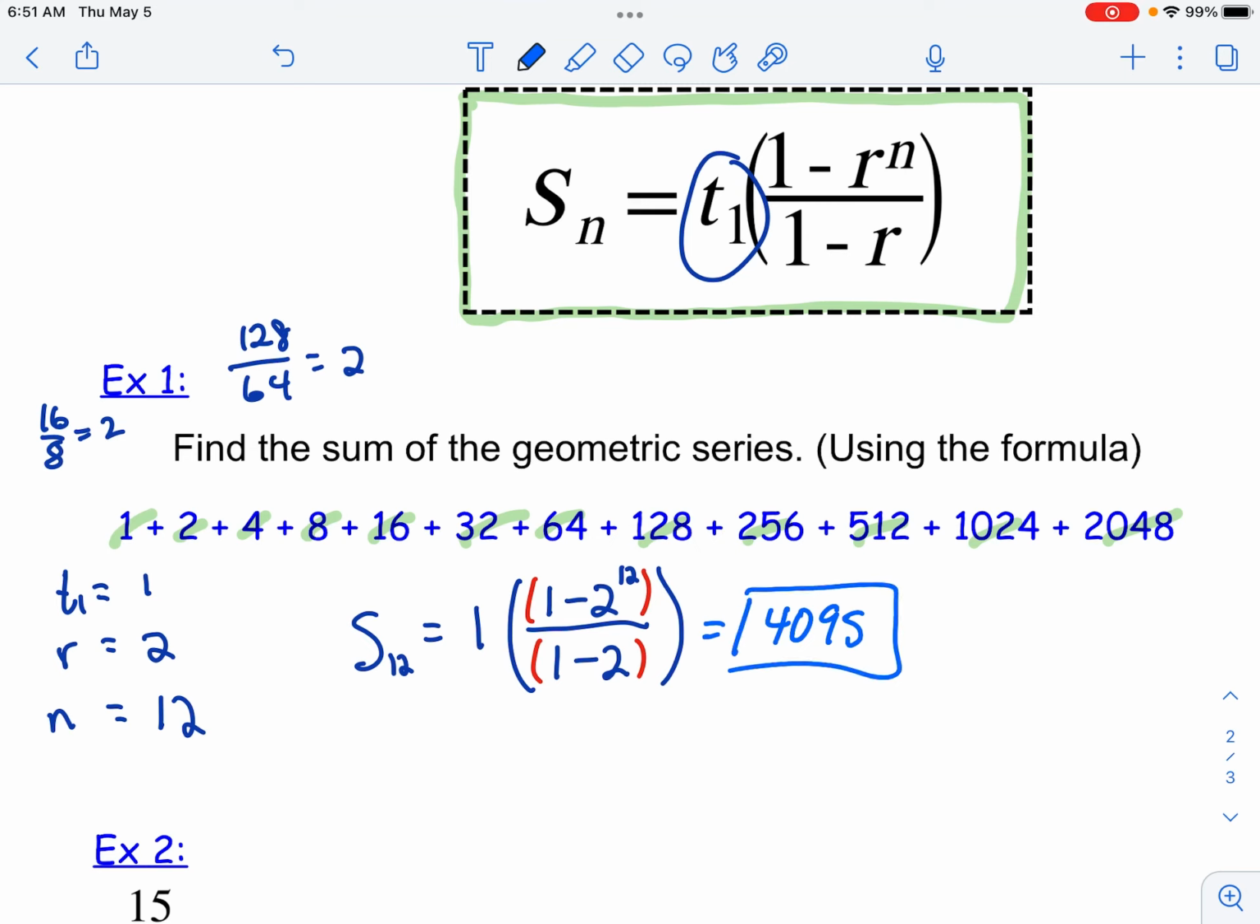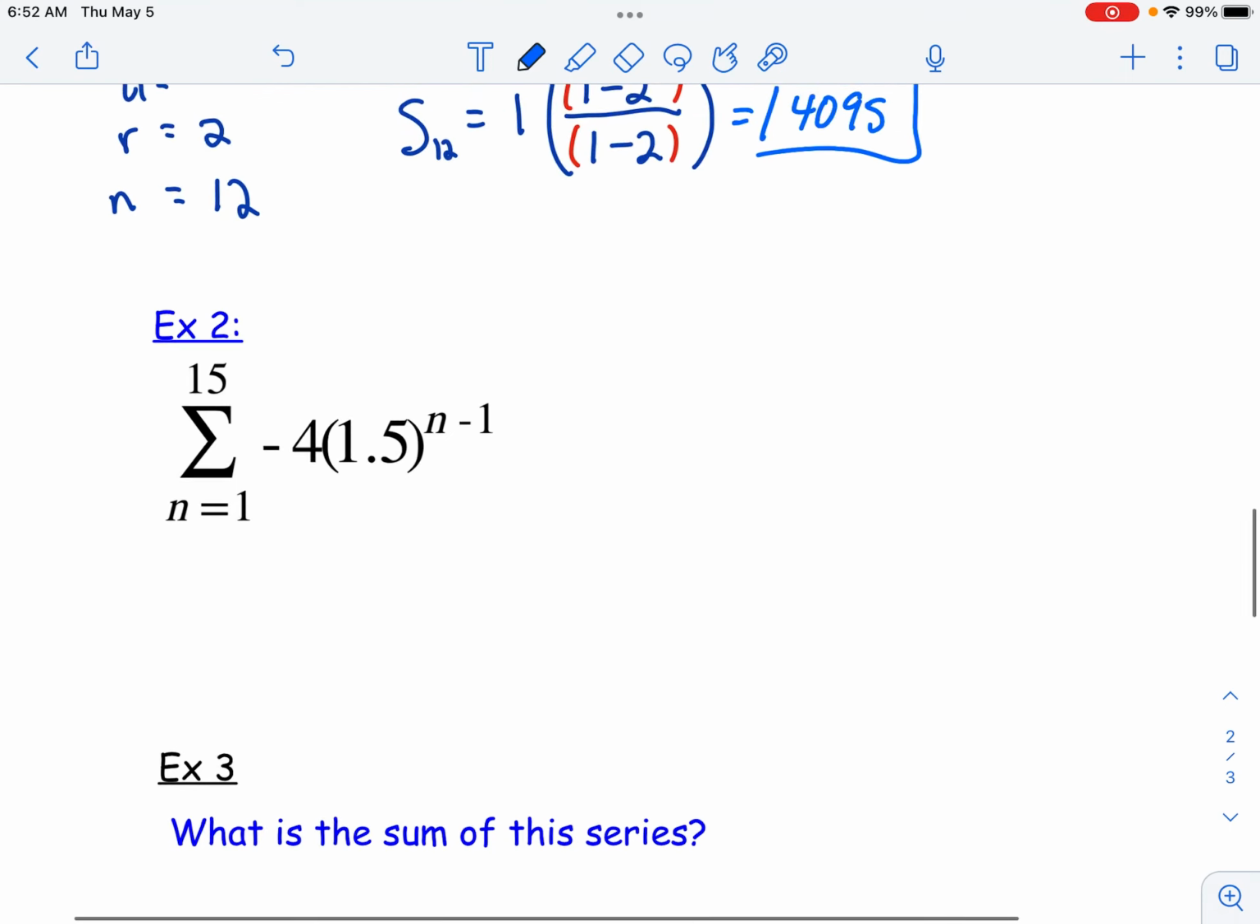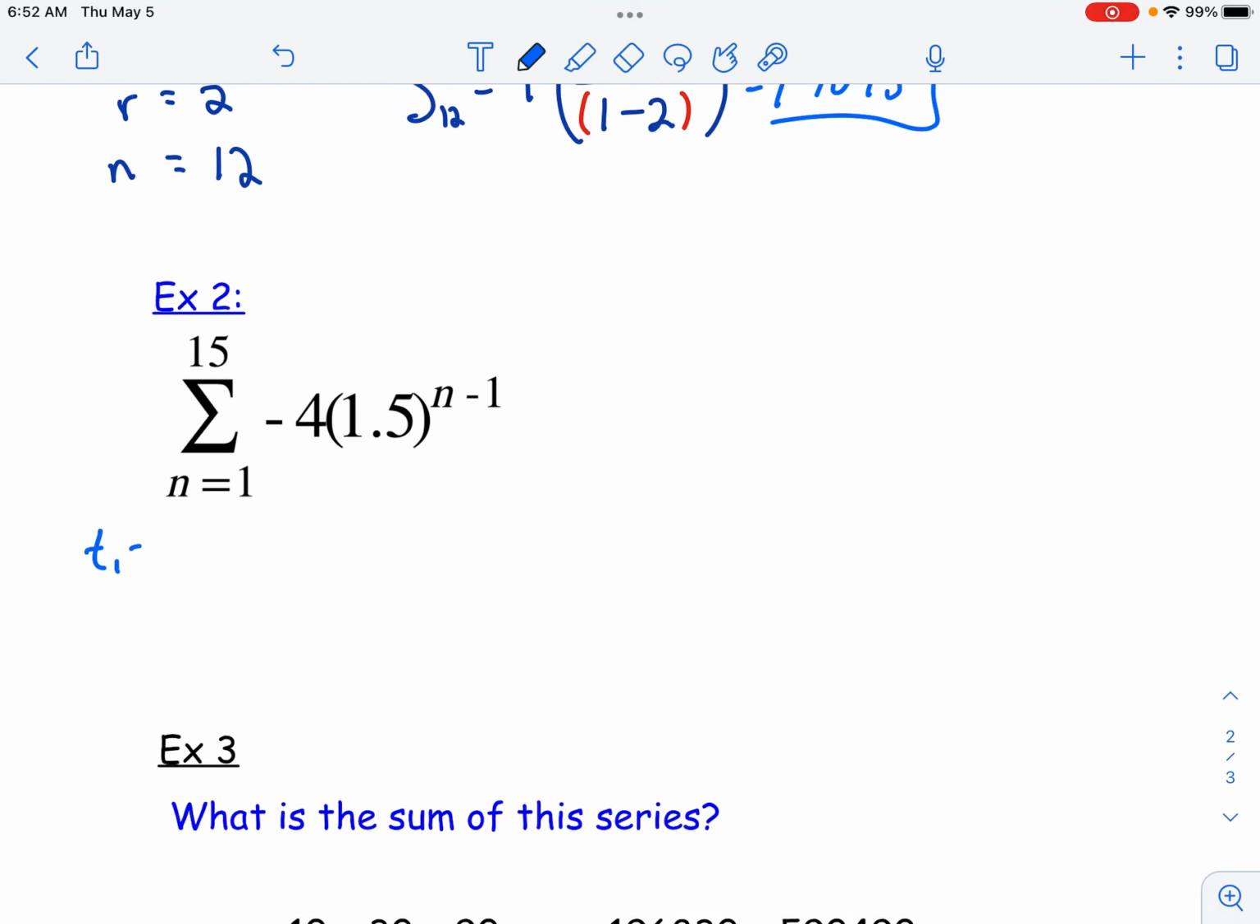All right. So we've got a couple more examples we're going to run through. Obviously, if you get it, you can probably be done. But if you want to make sure you understand, what do we do if there's a sigma, stuff like that. Example 2 here is written out in sigma notation. So it's still the same 3 things that we need. We need the first term, we need our multiplier, and we need to know how many terms there are.